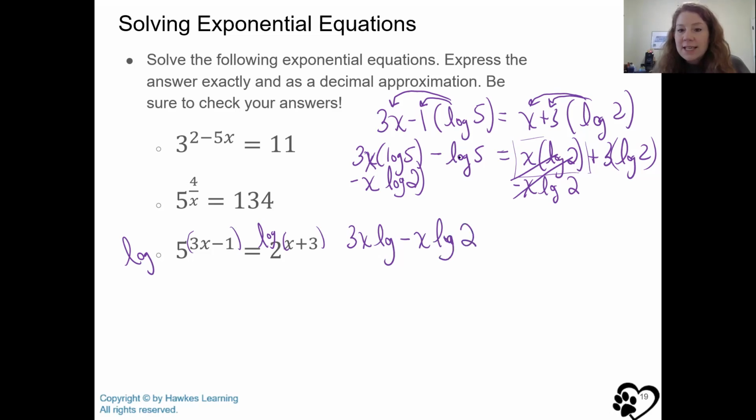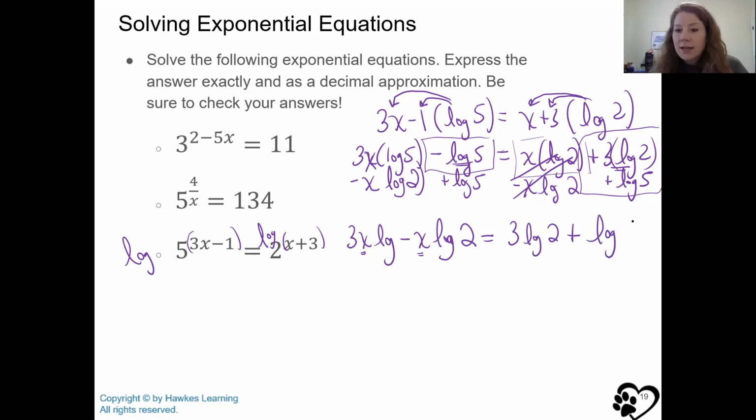And then since these both don't have x's, this one and this one, I'm going to get this whole term to the other side. So what's the opposite of minus log of 5? I'm going to add the log of 5 to both sides. So on one side, I have my terms with x's. On the other side, I'm going to have my terms without x's. So once again, they're unlike terms because one's a log of 2 and one's a log of 5. So I'm going to write them out horizontally. So I have 3 log of 2 plus 1 log of 5.